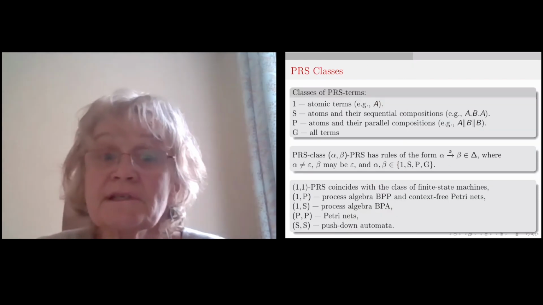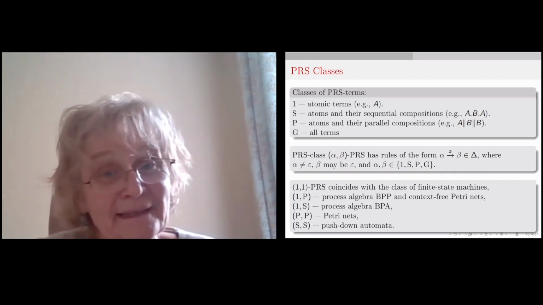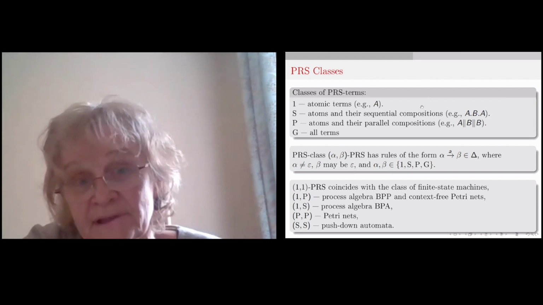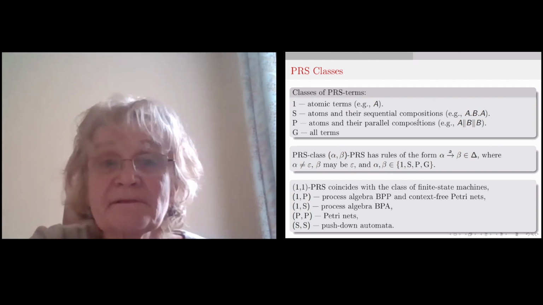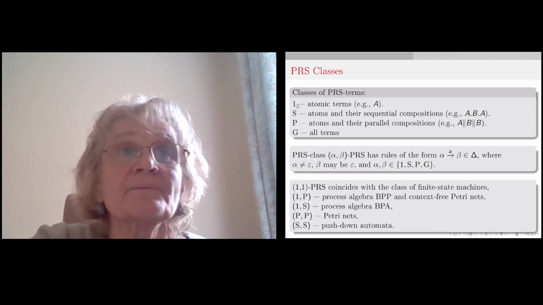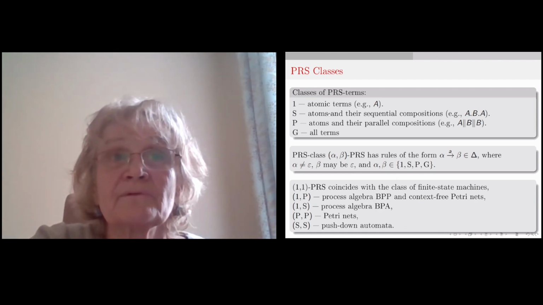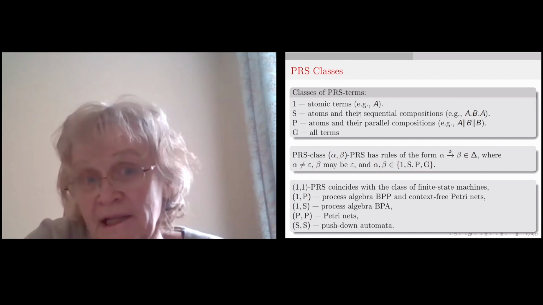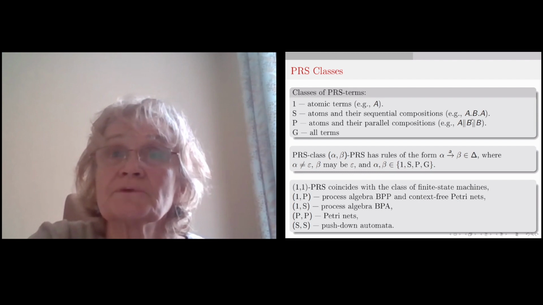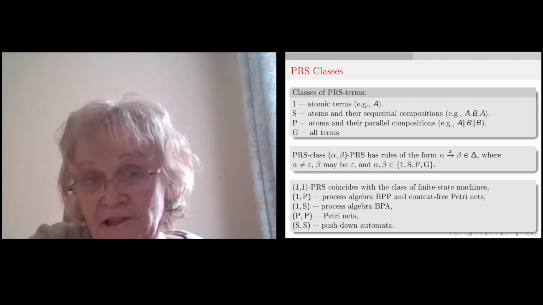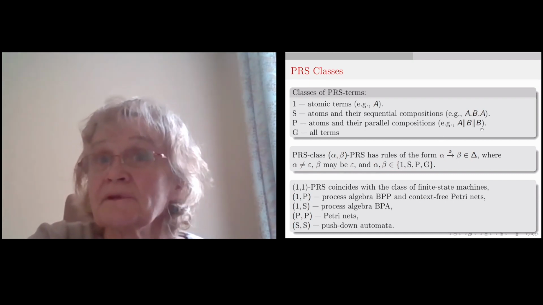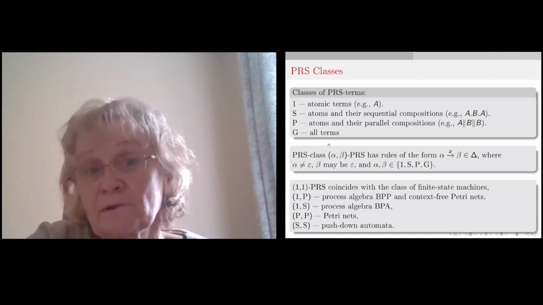So what is interesting with this way of representing the behavior? We can consider different subclasses of such systems when we restrict the form of our expressions. We'll write 1 for just an atomic term, so just an action, and that's it. Then there are terms which are constructed only with sequential composition, P are atoms and their parallel composition, and G are general terms.